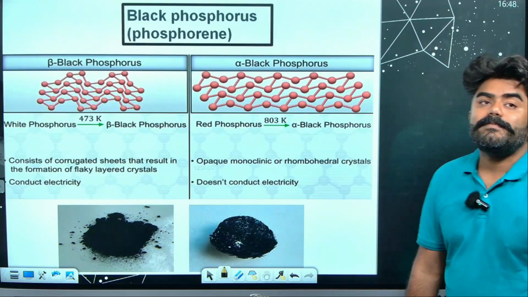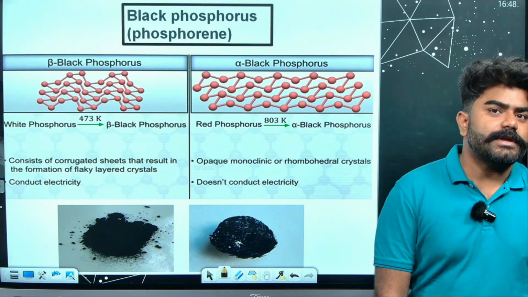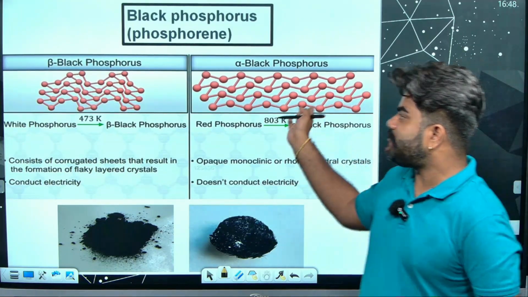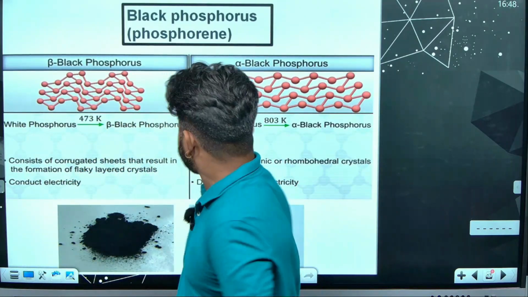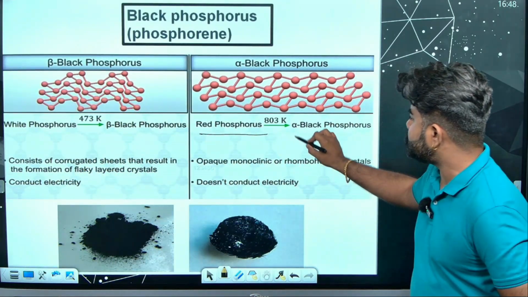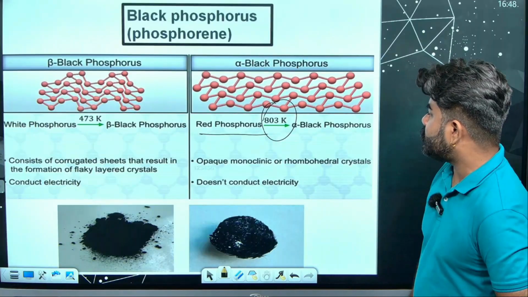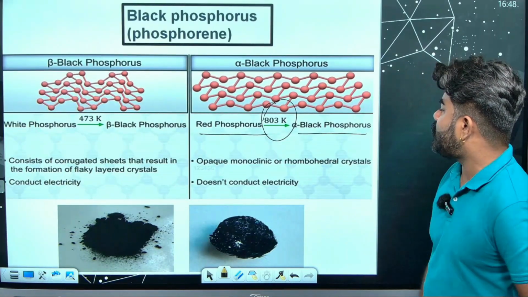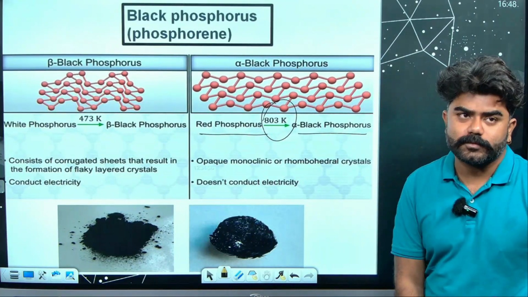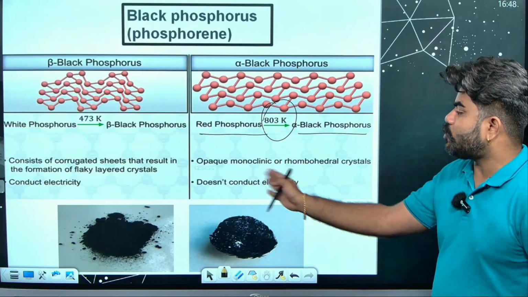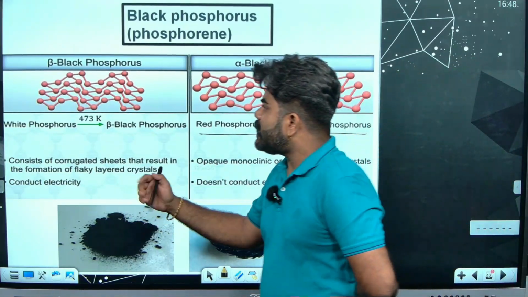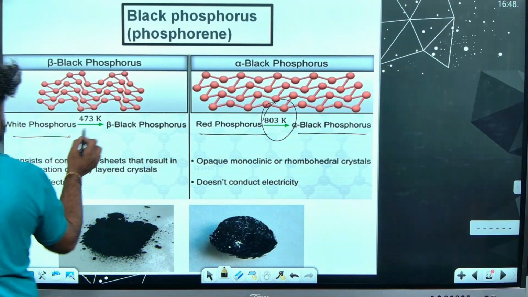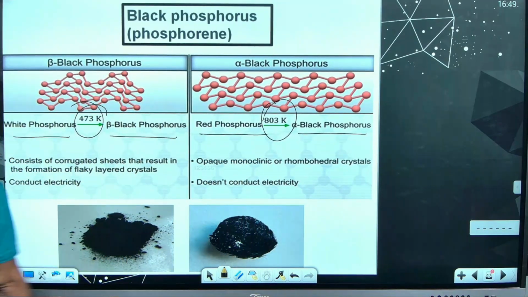Next, coming to black phosphorus known as phosphorene. So you have two types. One is the alpha black phosphorus and the other is beta black phosphorus. Alpha black phosphorus அப்படின்னா என்ன? Red phosphorus 803 Kelvinல heat பண்ணும்போது you get alpha black phosphorus. See, both are allotropes, but only their properties might slightly differ. இப்போ beta black phosphorus எப்படி கிடைக்கும்? White phosphorus 473 Kelvinல heat பண்ணா நம்மளுக்கு beta black phosphorus கிடைக்கும்.